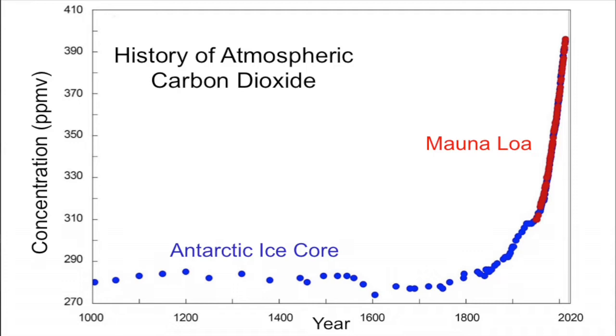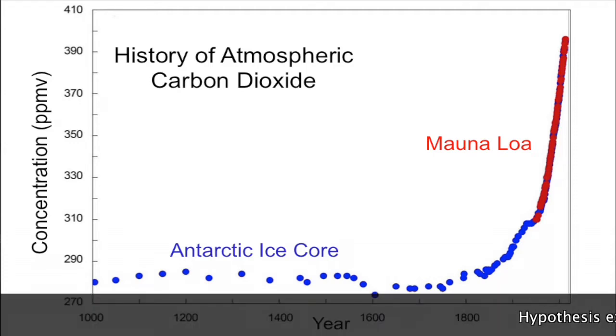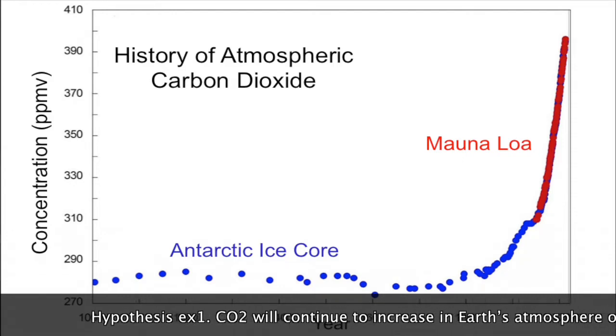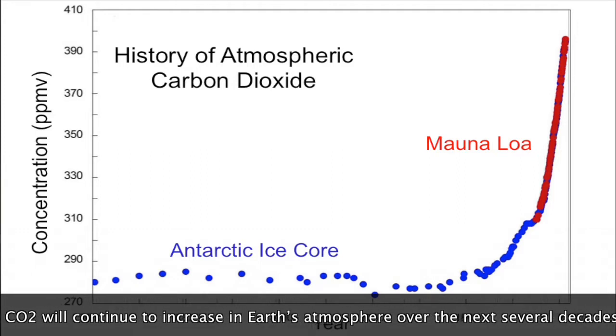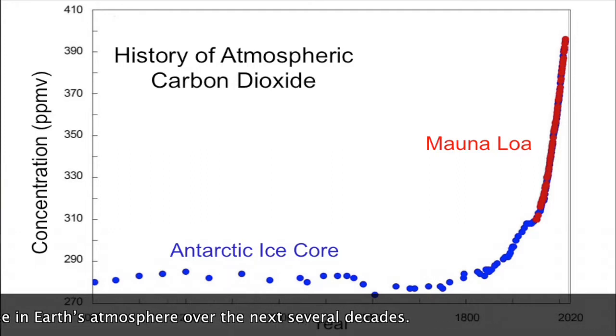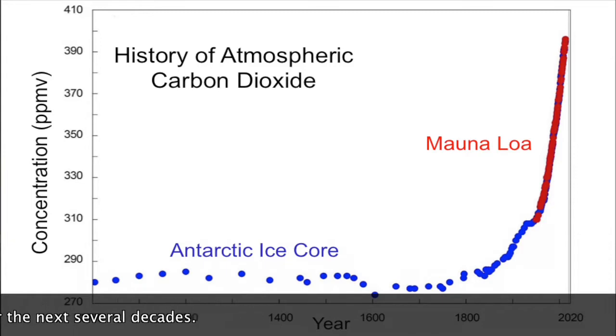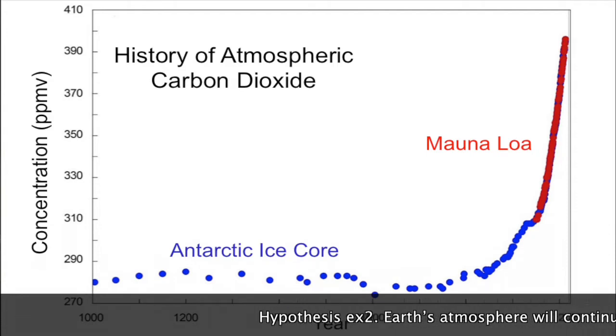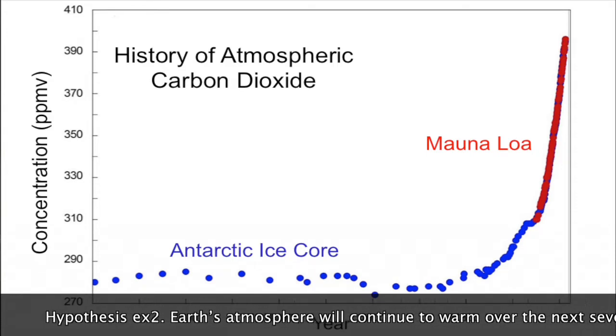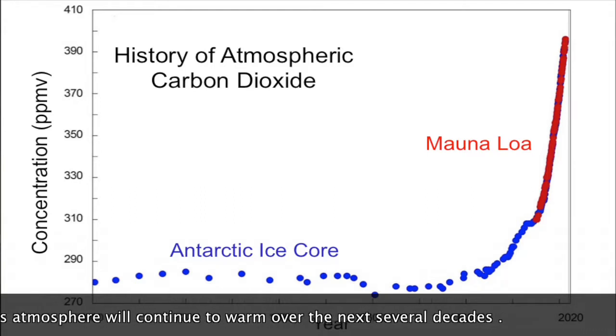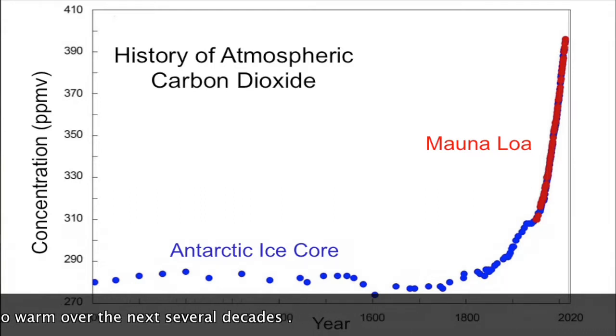So examples related to this curve, the CO2 curve, of inferences or hypotheses will be that carbon dioxide will continue to increase in the Earth's atmosphere over the next several decades. Okay? That is an inference. We don't have that as an observation, and that is testable by making observations into the future. Another inference we might make from the temperature record, again not shown here, is that Earth's atmosphere will continue to warm over the next several decades. Again, an inference or a hypothesis readily testable by making the temperature measurements into the future.